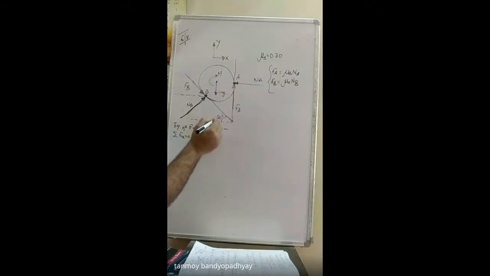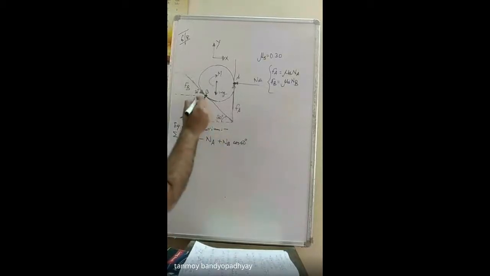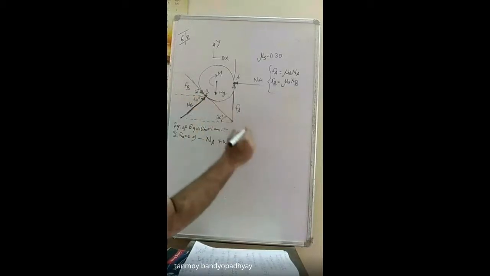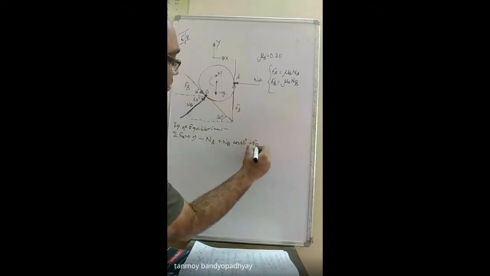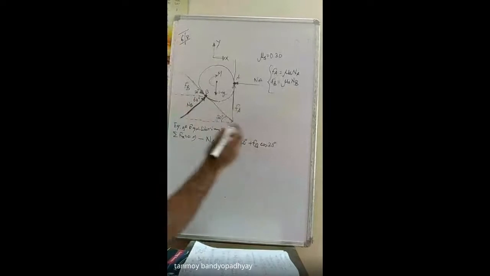If this one is 30, this one is 60. But if this is 30, this one will be 30, so this angle will be 30 degree, and this is perpendicular, so this will be 60 degree. So NB will have a component, plus NB cos 60 degree, and FB will have a component in the positive x direction, so plus FB cos 30 degree, I think, right? So that is equal to 0, I feel.